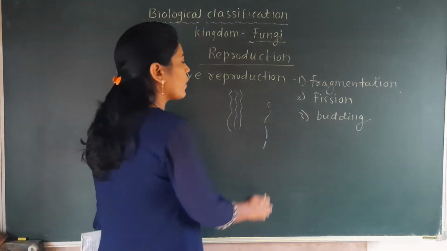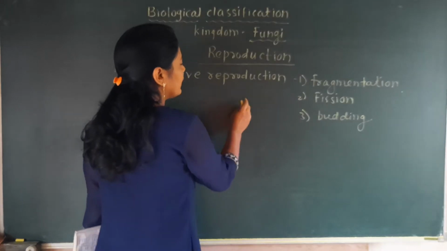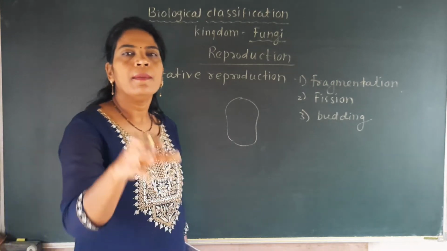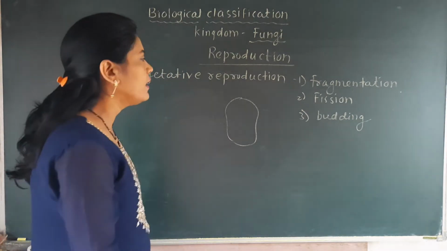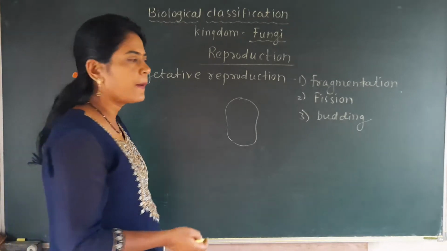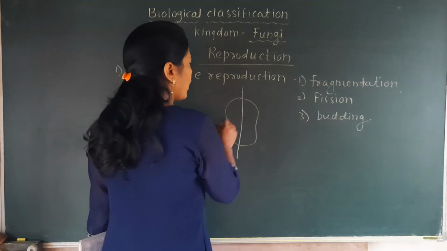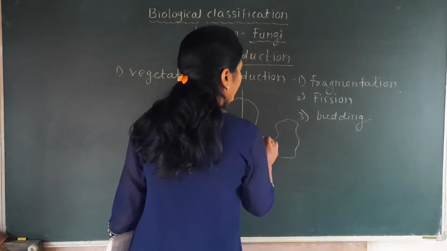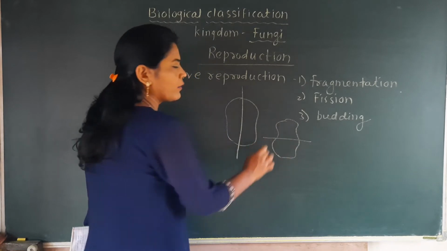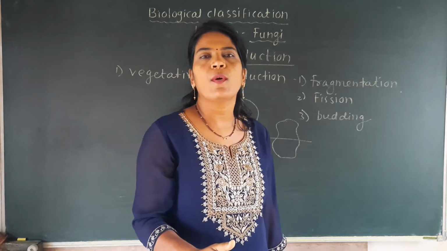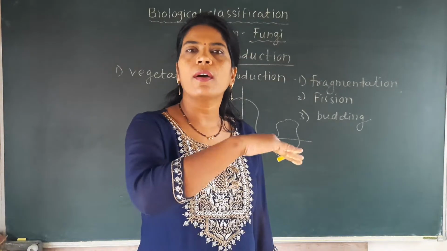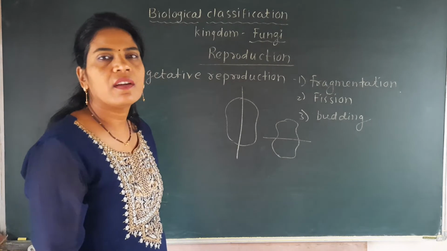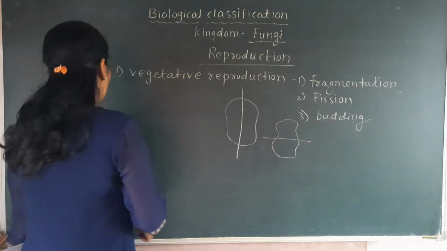Okay, the second one is called fission. Fission means, suppose this is the body of the fungi. If it divides vertically, it produces two parts of the fungi. Or if the body divides horizontally, then it will form two parts of the fungi. So division of the body of the fungi either vertically or horizontally is called fission. And the third type of vegetative reproduction is budding.